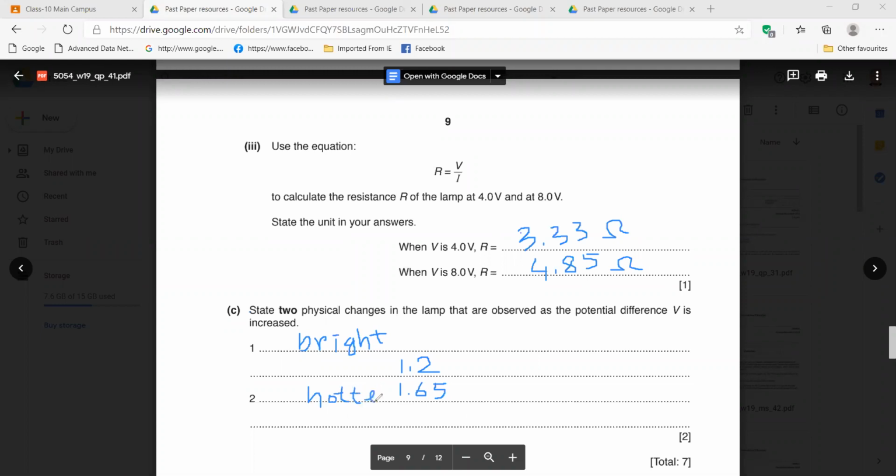Okay, thank you. Now we are checking the mark scheme. The mark scheme is here.